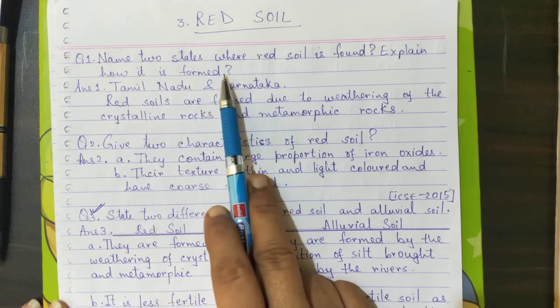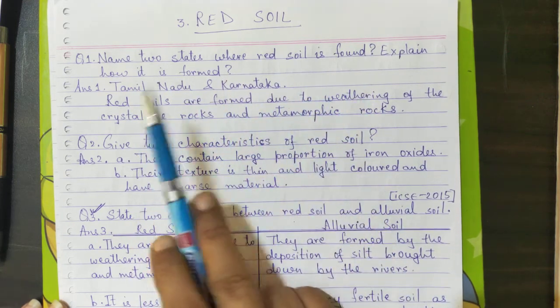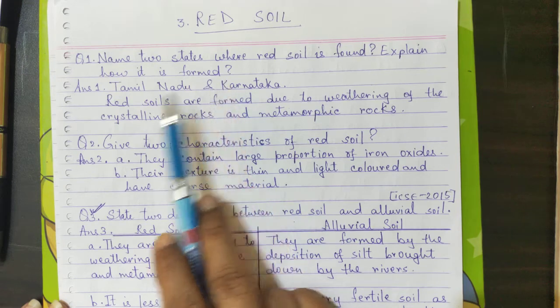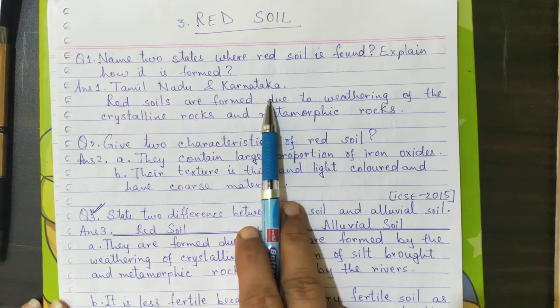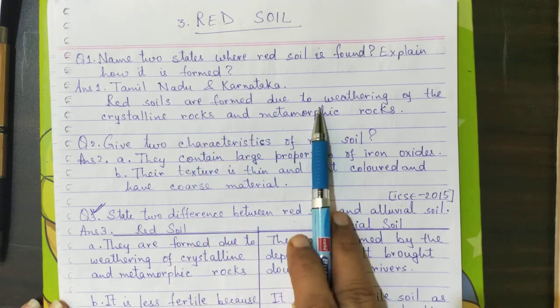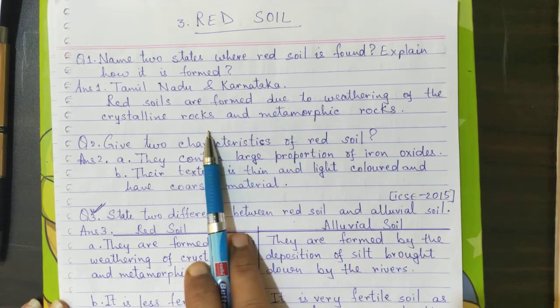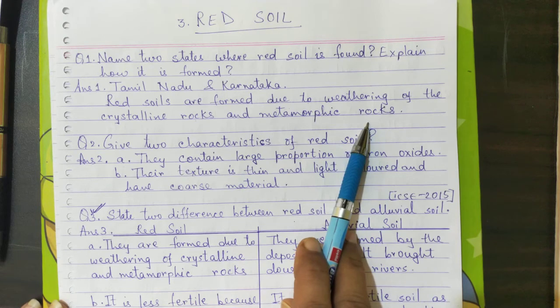Name two states where red soil is found. Explain how it is formed. The two states where red soil is found are Tamil Nadu and Karnataka. Red soils are formed due to weathering of the crystalline rocks and metamorphic rocks.